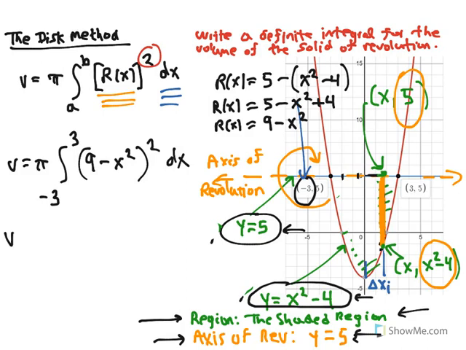For this particular problem, there is symmetry, and if you want to take advantage of the symmetry, you can integrate instead of from -3 to 3, from 0 to 3, and that would give you the volume of half of our solid of revolution. So you would then take that volume and you would multiply by 2 to get the volume of the full solid of revolution.